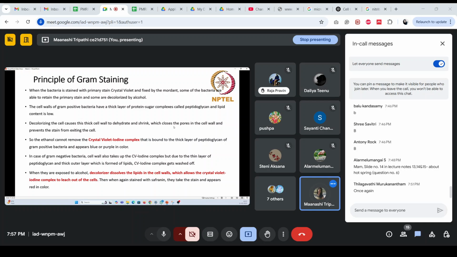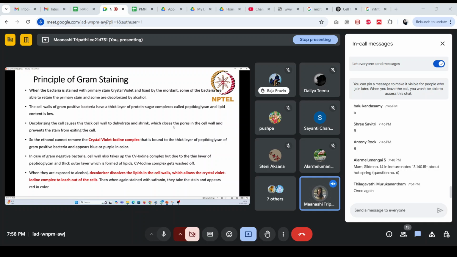Since the wall is thick, it will retain the color, because the color does not come out when the pores are closed. The ethanol cannot remove the crystal violet iodine complex that is bound to the thick layer of peptidoglycan of gram-positive bacteria, and so it appears blue or purple in color.